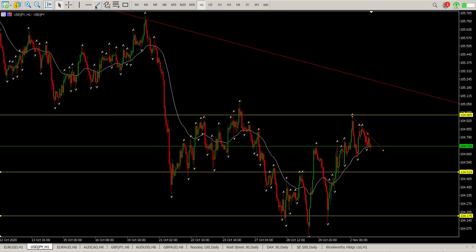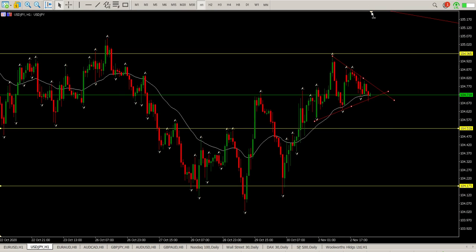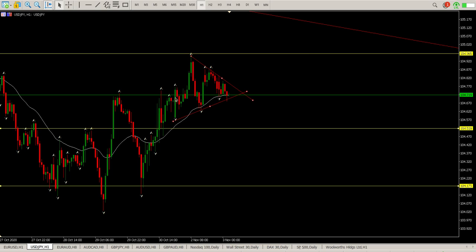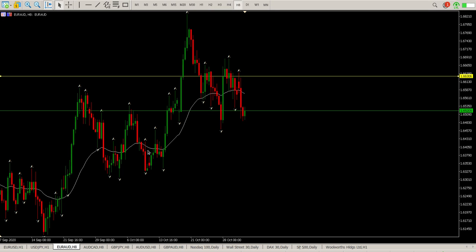There it is there. And if I just zoom in a bit, you'll see the structure a little bit better. So that is pretty much sideways. Let's just use this level here. We'd be looking for a break below 104.640 and a retest of that for us to come and test these lows. But again, election day, dollar pair, staying away from it at the moment.